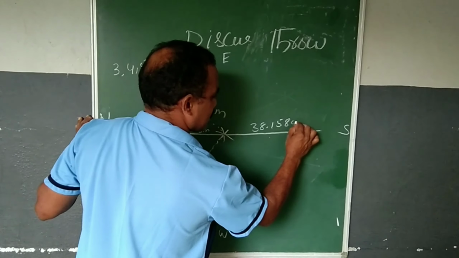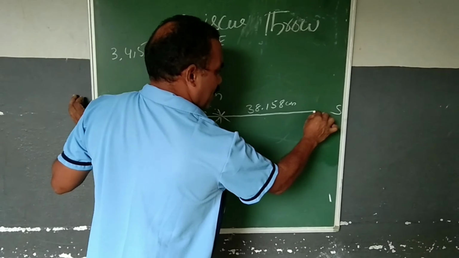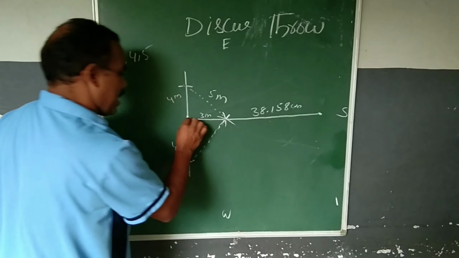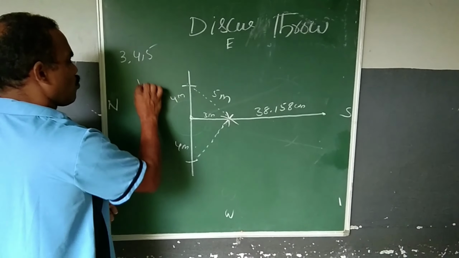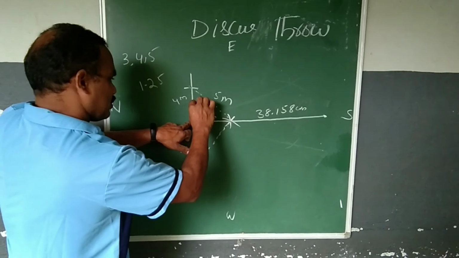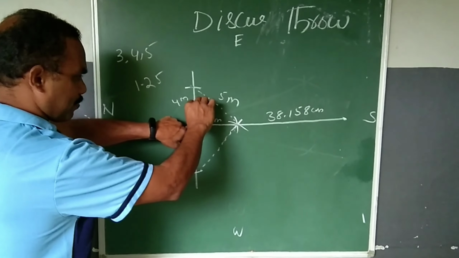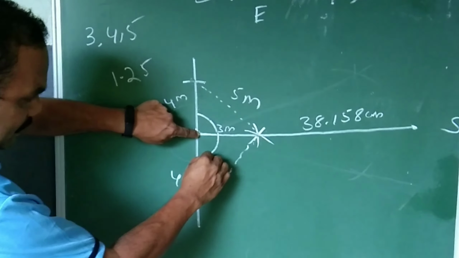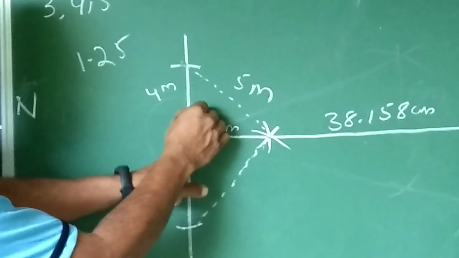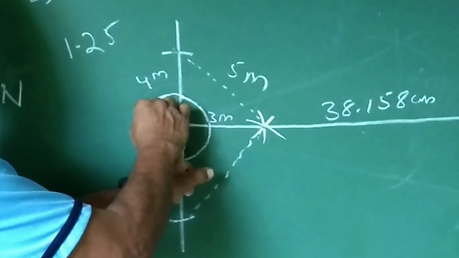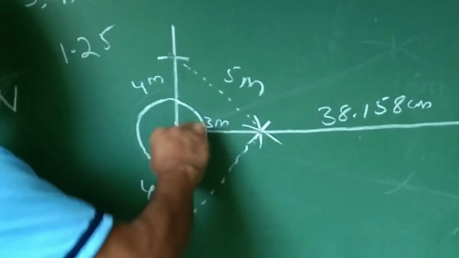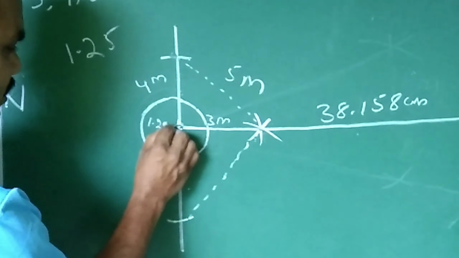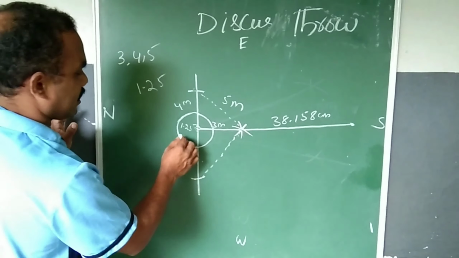38.158 centimeters you have to extend. Then again, from here we come back into this sector, and it is 1.25 for the sector. Take the point from the center onwards at 1.25; that is for the discus throw. Where the shot put is 1.067, the discus throw is 1.25, 1 meter 25 centimeters.